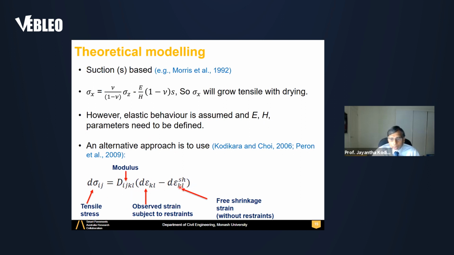If there were no restraints, what would have been the strain? For example, with full restraint condition, your observed strain will be 0. Therefore, you will get the maximum tensile stress development, because this is 0 and minus this times that gives you the maximum tensile stress development for full restraint condition. If there is free shrinkage, the observed strain will be the same as the free shrinkage strain, and these two are equal. Therefore, 0 will be the tensile stress development. No tensile stress will develop in free shrinkage, and therefore no cracking.